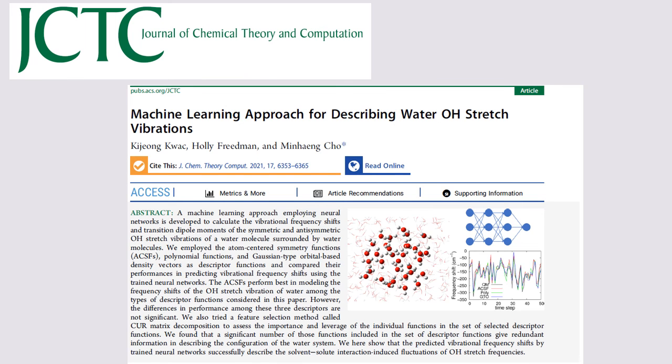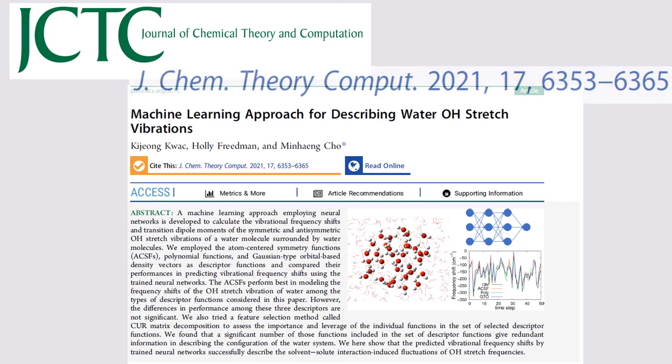The present study has been published this year in the Journal of Chemical Theory and Computation. When you are more interested in details of this study, you can consult this paper.